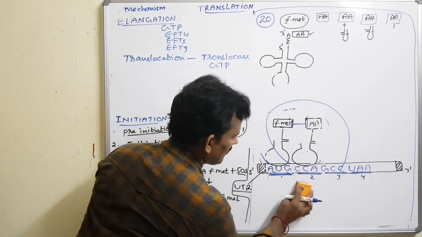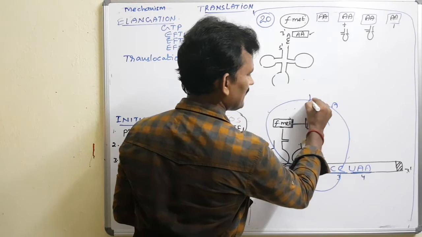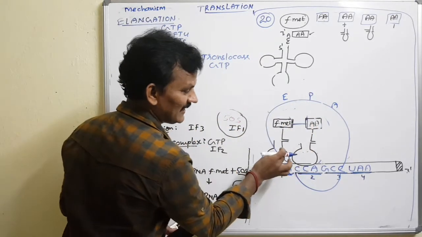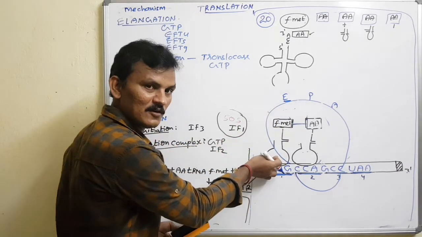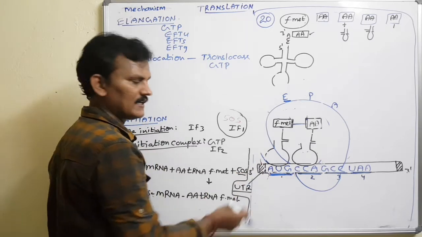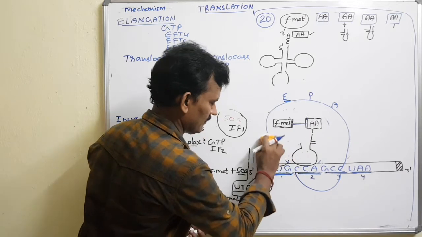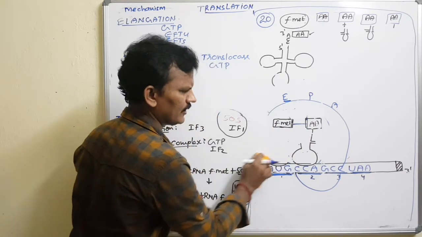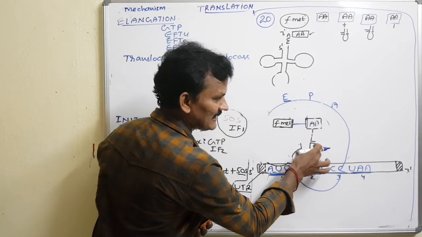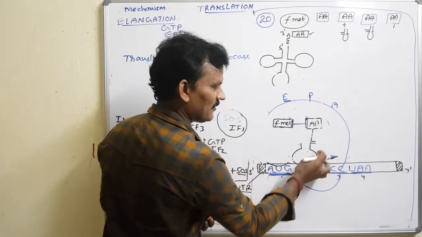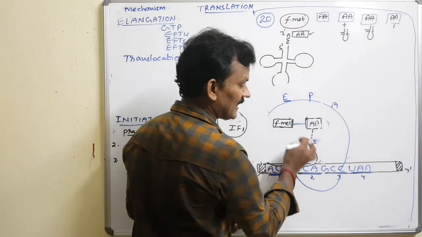Now this is the A site, this is the P site, this is the E site. The tRNA with fMet is at the exit site. Exit means the tRNA comes out and is eliminated from this section. Now amino acid 1 and amino acid 2 are both attached to the existing tRNA located at the P site. Now the total unit is called peptidyl tRNA.